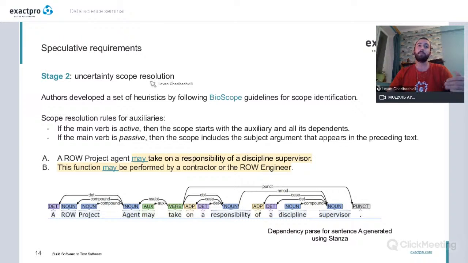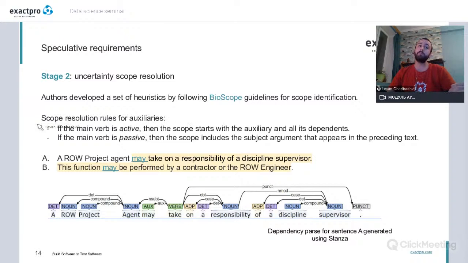This stage is about uncertainty scope resolution, so finding the scope. The authors developed some heuristics. Heuristics basically means that it is not a statistical model, like conditional random fields, but rather handcrafted rules, just some manual algorithms for finding it. And they followed the BioScope guidelines for that.